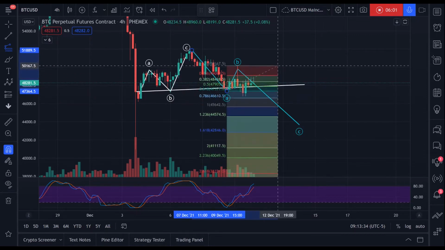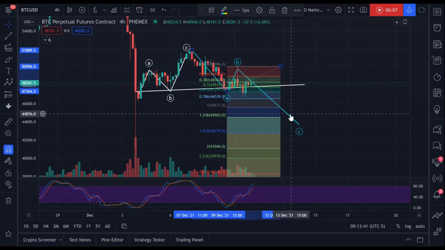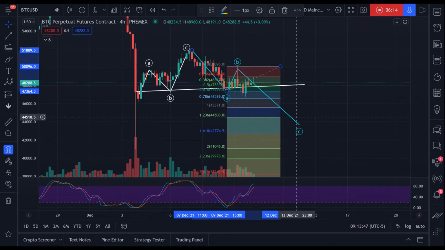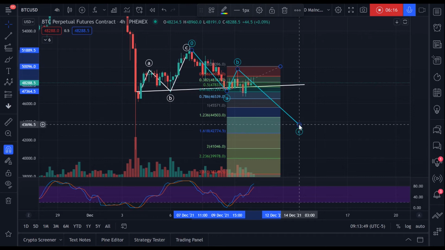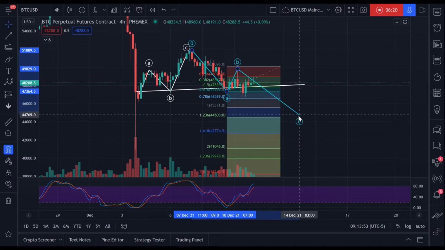So A, B, using your fib extension tool, should we get a target of between 45 and 44.5, okay? So perhaps here for your C.